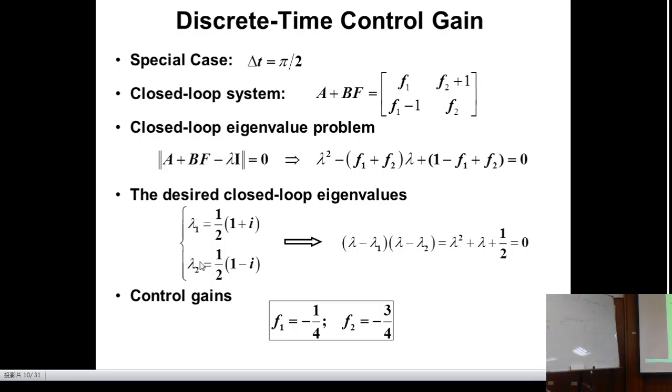Understand now? At this moment, I did not talk about the eigenvectors yet. For this case, you have no choice about your closed loop eigenvectors. You have only the freedom to choose your closed loop eigenvalues. You don't have any freedom to choose your eigenvectors, the so-called closed loop eigenvectors. So I did not talk about that yet.